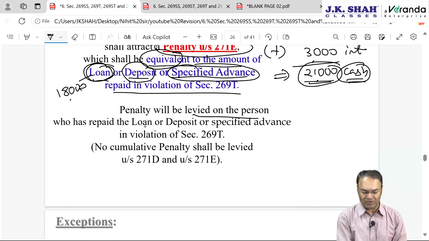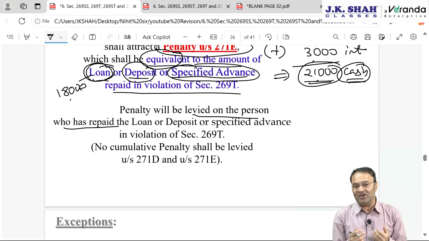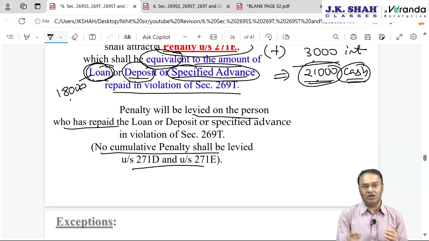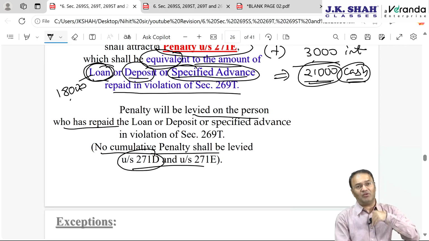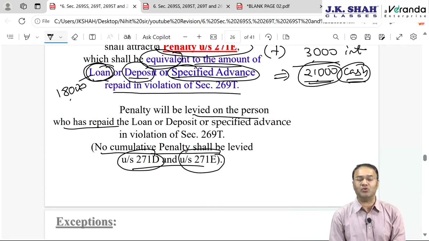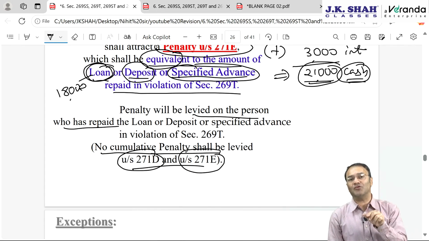Penalty will be on the same person who repaid. So if I take and I repay, both the penalties are directed against the same person. However, by way of some case laws, we have clarification: no cumulative penalty. Meaning thereby, if I have already been subjected to this penalty while accepting 25,000 in cash, then if I repay the same 25,000 back to you, I cannot be subjected to the penalty on the same loan amount. Otherwise, for 25,000 of loan amount, the same person is subjected to a penalty of 50,000 twice.